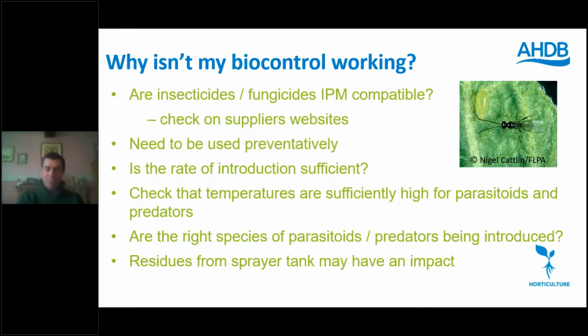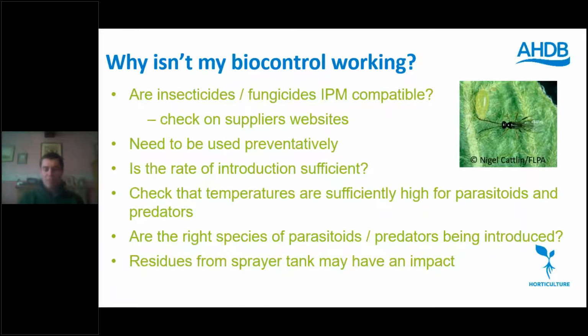Are the right species being introduced for the pest you're trying to control? We know different aphid parasitoids target different aphids, so things like Aphidius colemanii will target the smaller aphids such as the peach potato aphid, Myzus persicae, and the melon cotton aphid, Aphis gossypii, whereas parasitoids like Aphidius ervi will target a larger aphid. So it's useful to identify your aphid species to be introducing the right predators to control those.